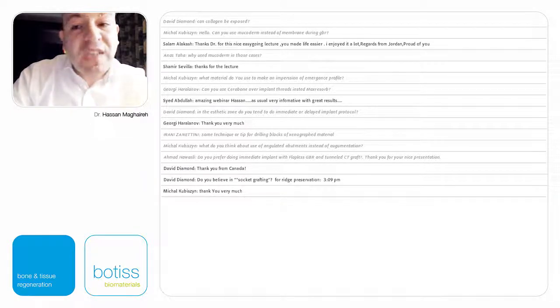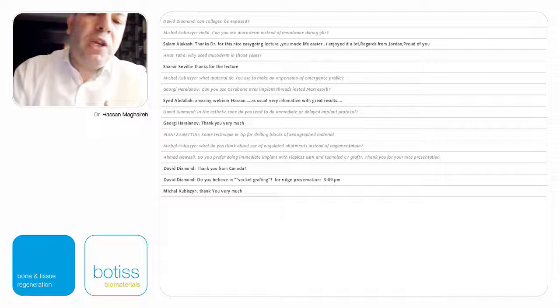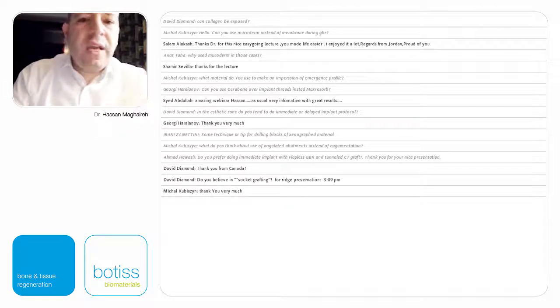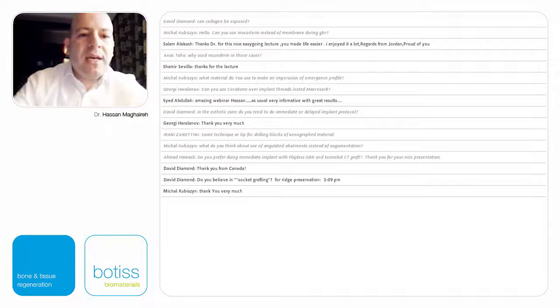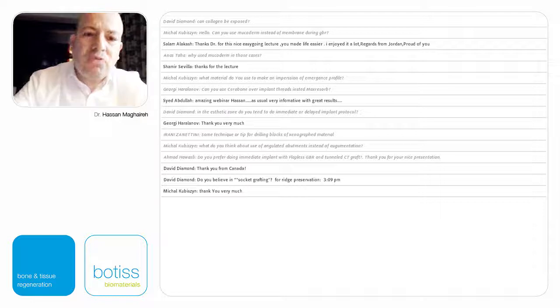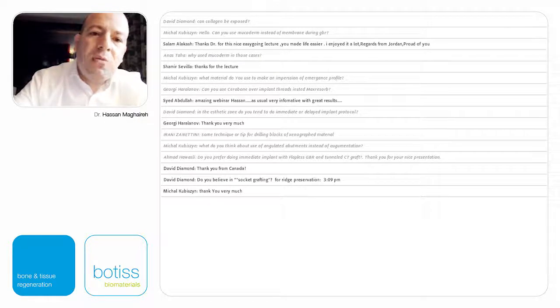Now, the mucoderm, this is the beauty about mucoderm. Providing the mucoderm is well stabilized, with pins, sutures, and it's tucked labially and lingually, you can leave it exposed and you get really good healing with secondary intention. It works in my hands.